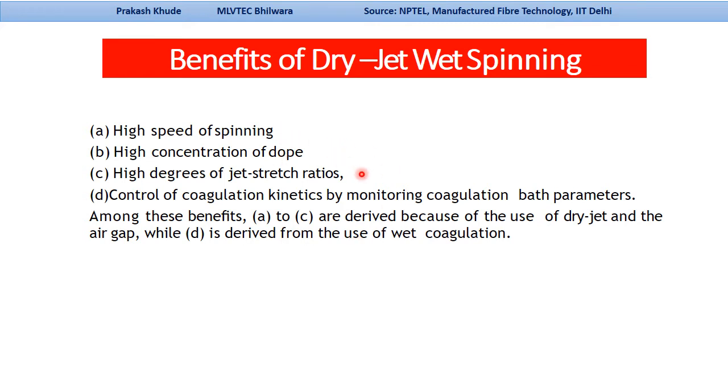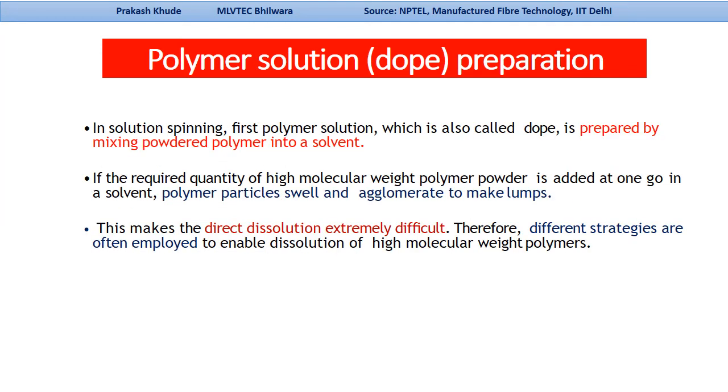So the first three benefits are derived from the use of the dry jet and air gap, and the last one from the wet coagulation. Before that, let us see how polymer dope preparation takes place, which is basically the same for all spinning systems, whether dry spinning, wet spinning, or dry jet wet spinning. This is because dope preparation is one of the most important processes in the preparation of filament.